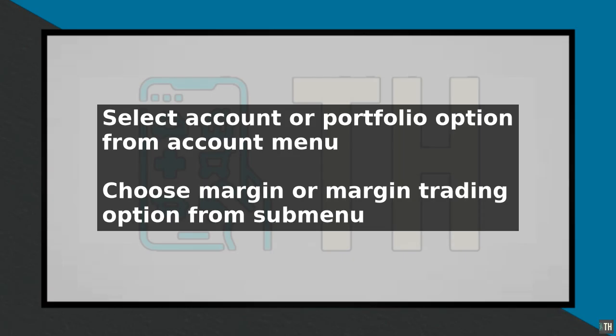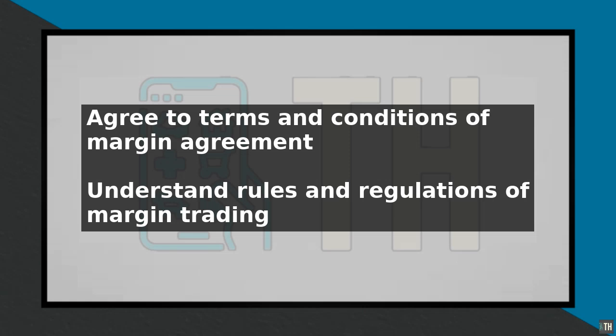To enable margin trading, you will need to agree to the terms and conditions of the margin agreement. This agreement outlines the rules and regulations of margin trading on Webull, including the interest rates and fees associated with borrowing money. Once you have agreed to the margin agreement, you will need to deposit or have sufficient funds in your account to meet the minimum margin requirements.